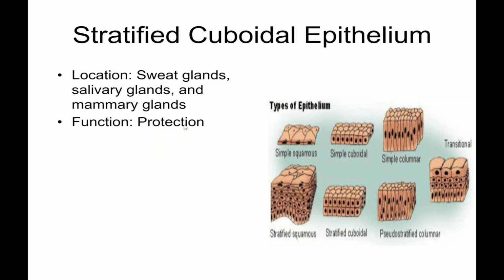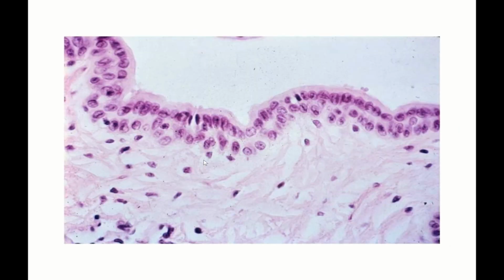Then we have stratified cuboidal epithelium. This is what we find in sweat glands, salivary glands, also the mammary glands. And these are there to kind of protect tissue. They provide some cushioning. They also allow for a little bit of secretion of mucus.